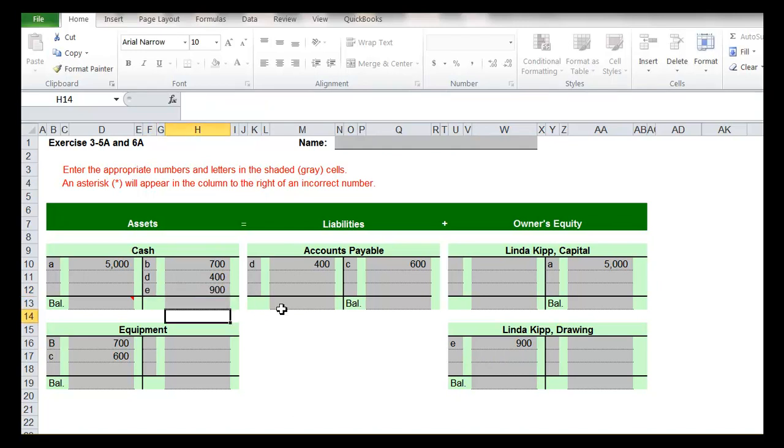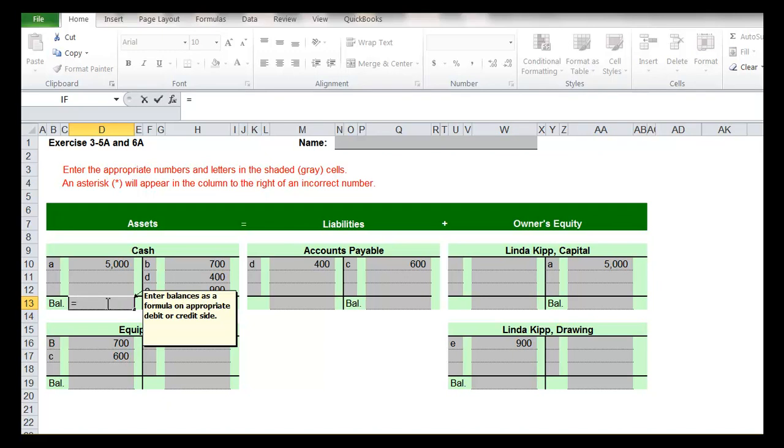Okay, so now we have to foot and balance the accounts. So in order to do that, I take the total of the left side minus the total of the right side, and the balance goes on the side with the biggest number. Okay, so you can see here that 5,000 is going to be greater than all of these. So I'm going to put in an equation, equals the sum of this cell minus the sum of all of these cells, and it's $3,000.